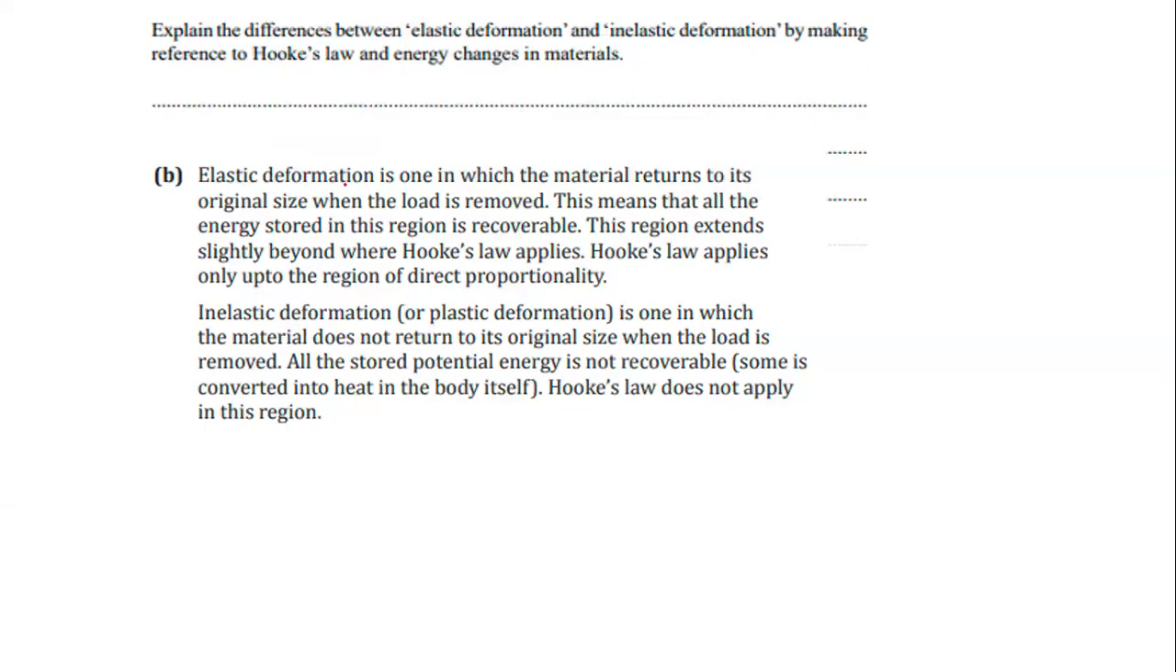So firstly, when you have elastic deformation, you find that the object returns to its original length when the load is removed, and of course the energy that was stored is recovered when it returns to its original length. And this means that the object would be obeying Hooke's law, because Hooke's law tells you that force is directly proportional to the extension. All right.